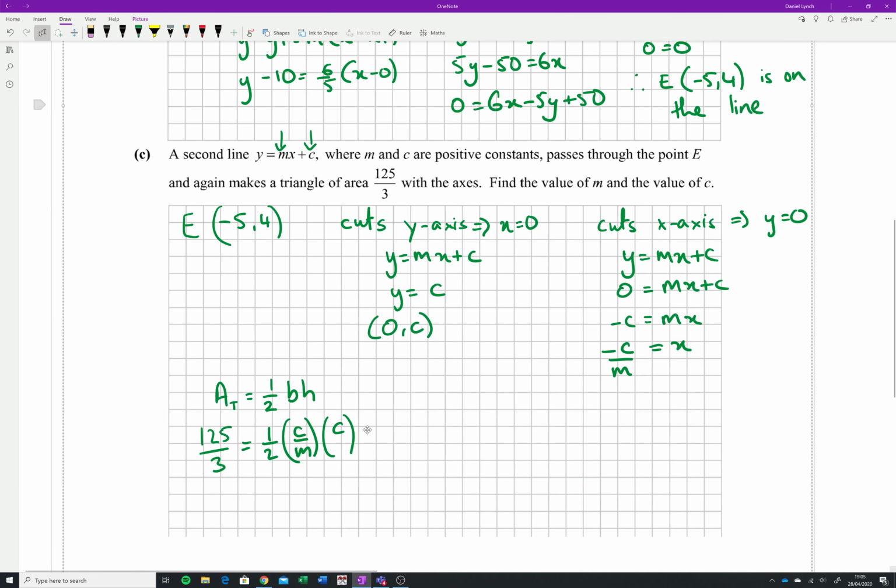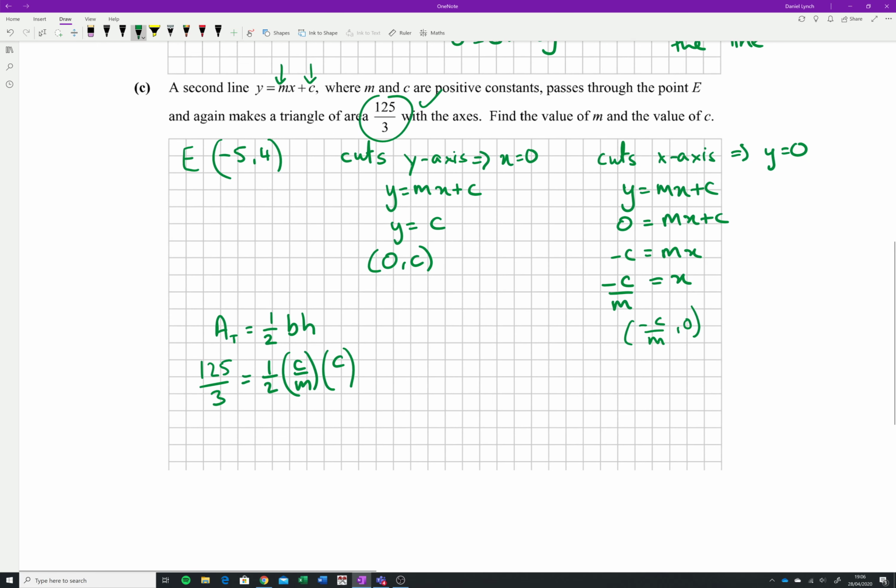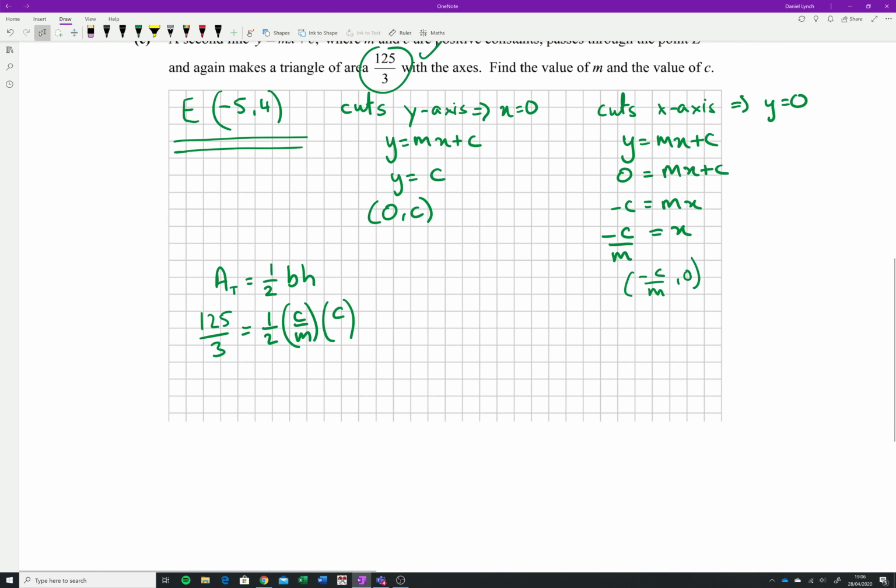Okay, well, what you should be thinking of is, what information have we used? So we've used up this information, that's fine. We've used up the y equals mx plus c to a certain extent. We were able to use that to generate our 0, c and our other point, which we actually didn't formally write down here, minus c over m, 0. So the question is, what haven't we used? And there's a big thing here that we haven't used. We haven't used minus 5, 4.